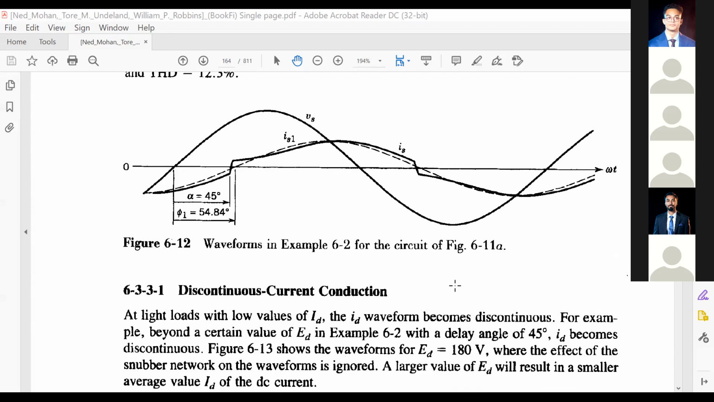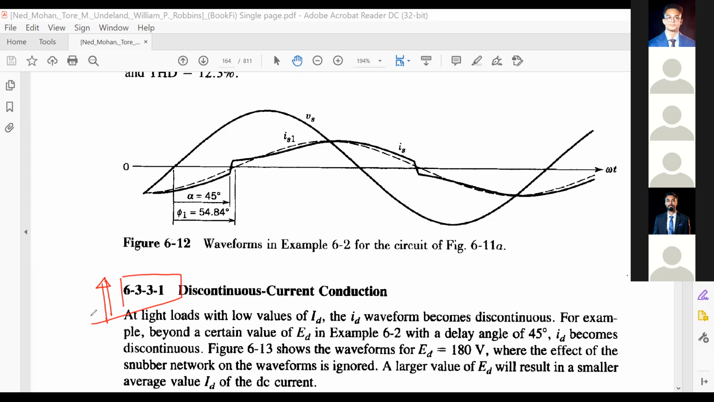Okay. Before the discontinuous, that will be the syllabus of your midterm. You understand it? Yes, sir. 6.3.1. Let me also note it in my khata, otherwise I will forget. What is the page number? So 164. Up to 164 will be the syllabus of your midterm.